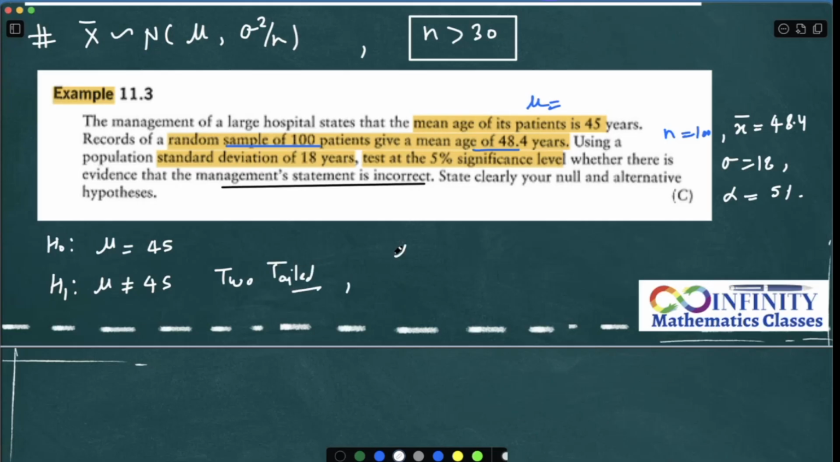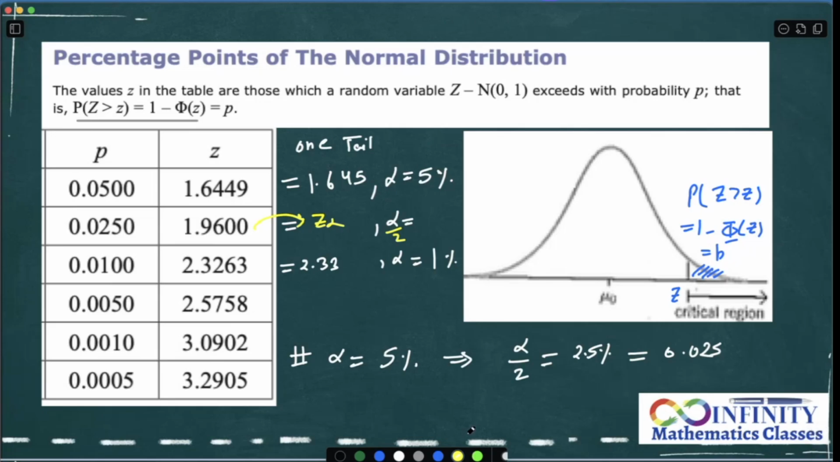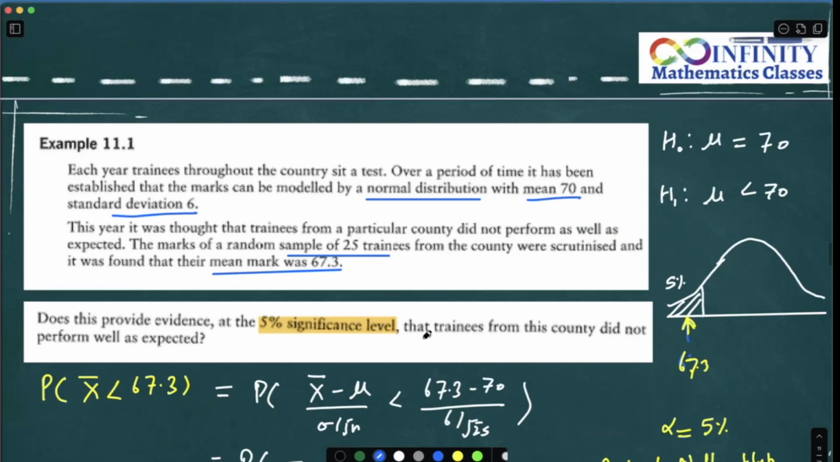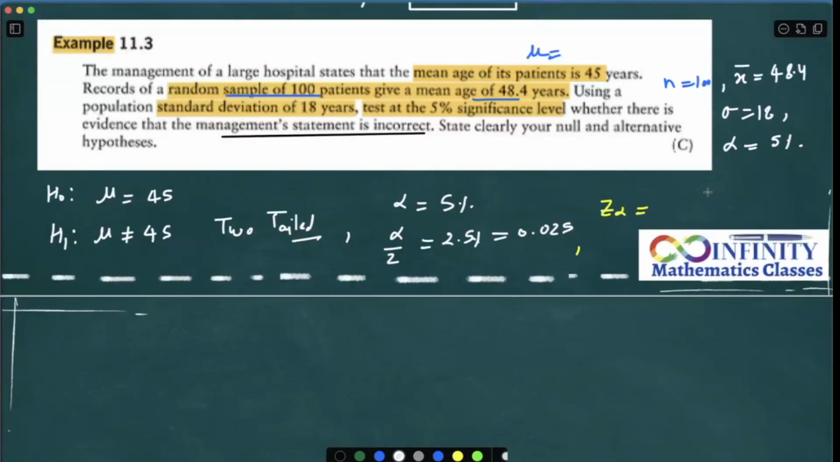For a two-tailed test, alpha is 5%. I need alpha by 2, which is 2.5%, that is 0.025. Can you check the table you shared with me and tell me the value of Z alpha? For 0.025, it is 1.96. So basically, I made use of the table. Any doubt up to this point? No doubt. So Z alpha equals 1.96 without any issue.